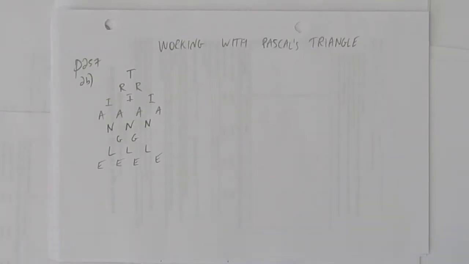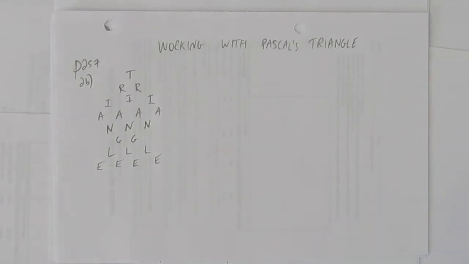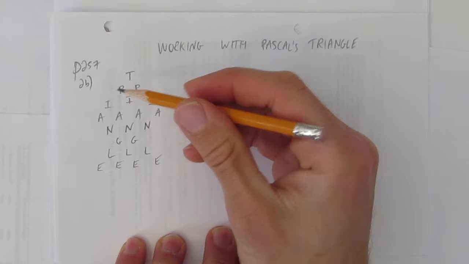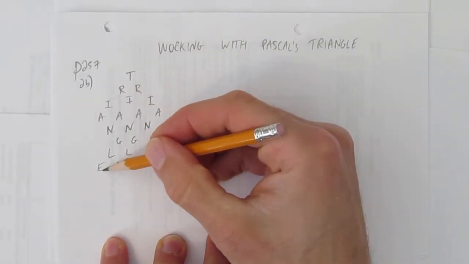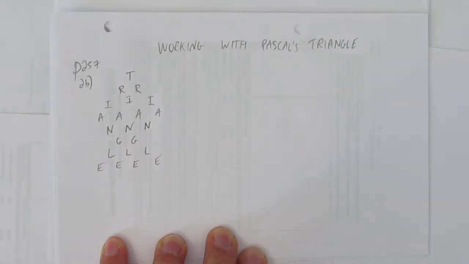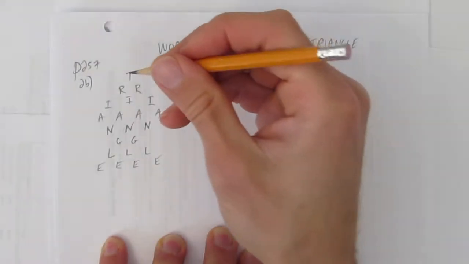In this video, we'll be working with Pascal's triangle. In particular, this question comes from page 257, 2b, and what we want to find is how many different ways are there to get from the T to the E in this diagram. And we use the Pascal's triangle type pattern.